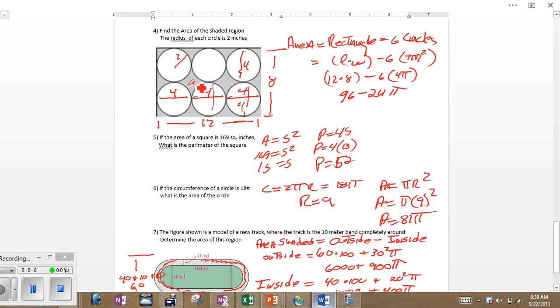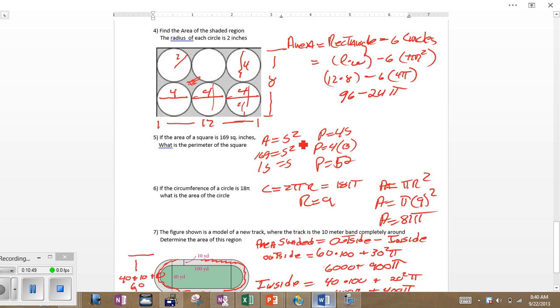The shaded area that we're after in here, all the gray area, is the total rectangle area minus 6 times the area of each circle. So that's length times width minus 6 times pi r squared. Remembering r now is 2, so 4 pi. 12 times 8, 96, less 6 times 4 pi, 24 pi.